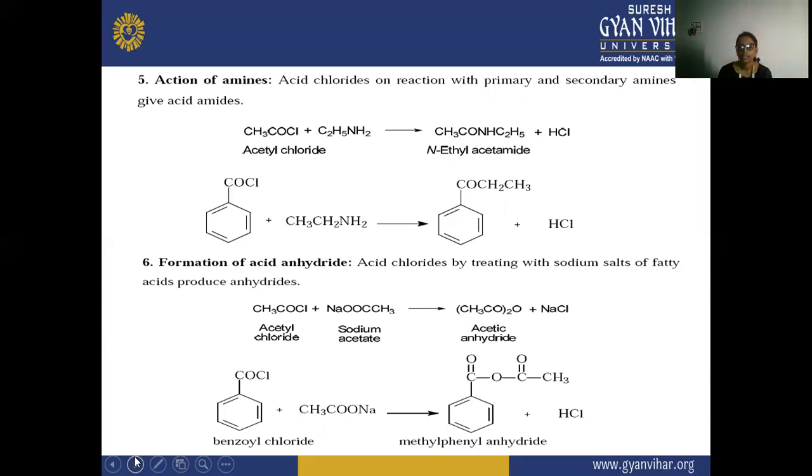The sixth is the formation of acid anhydride. The acid chloride is reacting by treating with sodium salt of fatty acid to produce anhydride. So here acid chloride is reacting with the sodium acetate. There is a formation of acetic anhydride. In the aryl case, the benzoyl chloride is reacting with the sodium acetate, and there is a formation of methyl phenyl anhydride.